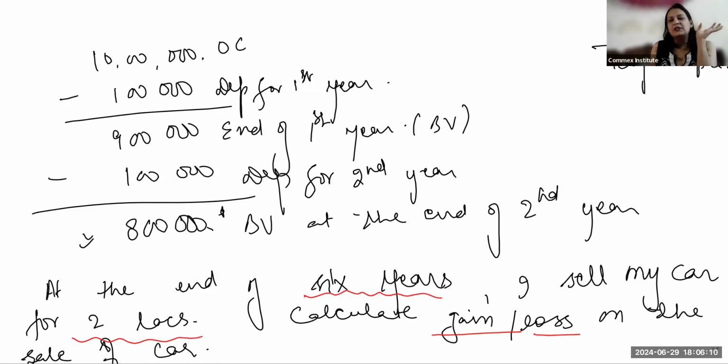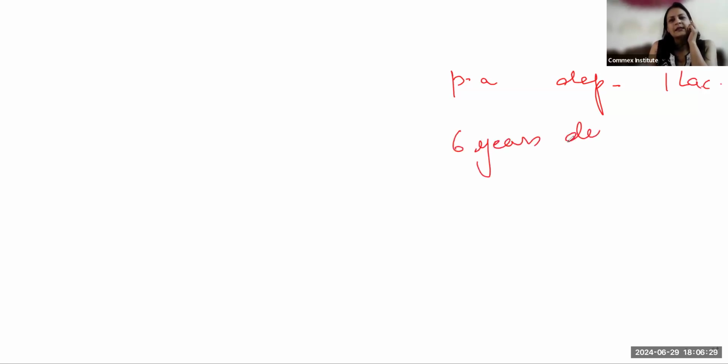Yes, after 10 years, it will be zero. Whatever scrap we are getting, that is gain. But I'm selling it at the end of 6 years only. Okay, now see, bachon, look over here. I used it for 6 years and my per annum depreciation is how much? It is 1 lakh rupees. So what will my 6 years depreciation be? 6 years depreciation would be 6 lakh rupees.